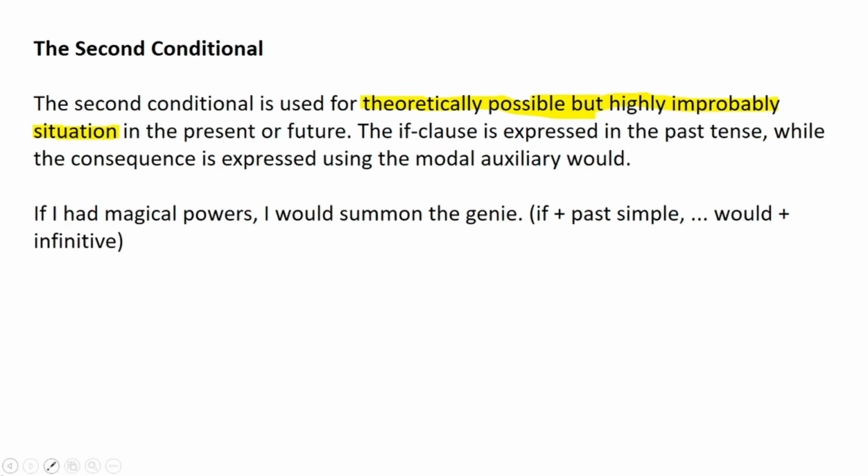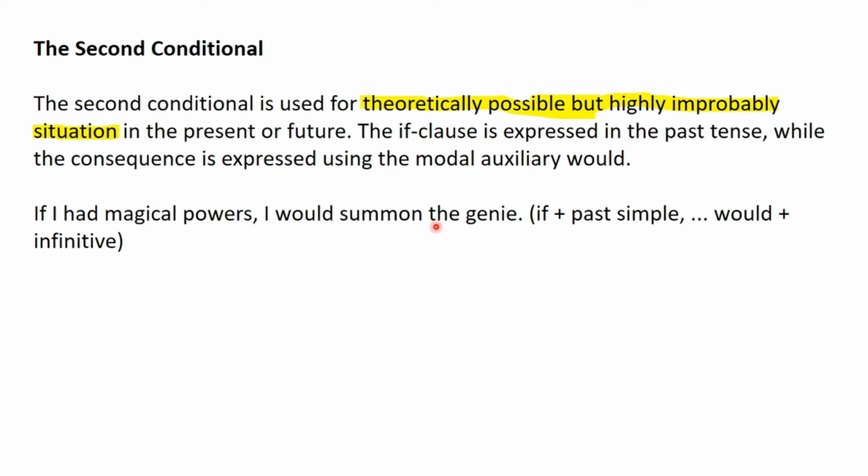Then we have the second conditional. In this conditional, the outcome is theoretically possible but highly improbable, because the condition set out in the if clause is also theoretically possible but highly improbable. As in this example, if I had magical powers, I would summon the genie. Now having magical powers is theoretically possible but highly improbable. Likewise, summoning a genie using magical powers is theoretically possible but highly improbable.